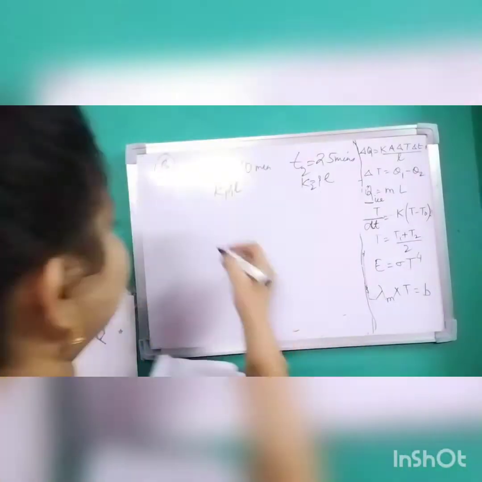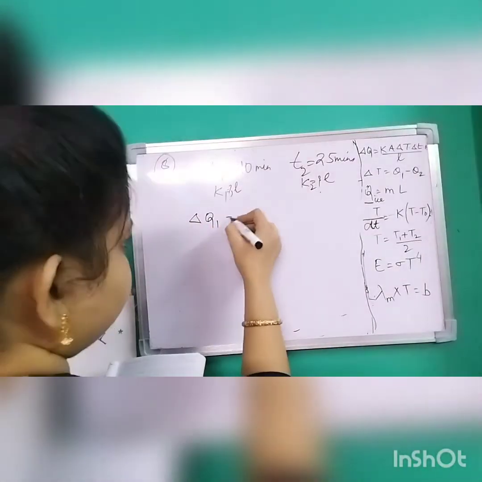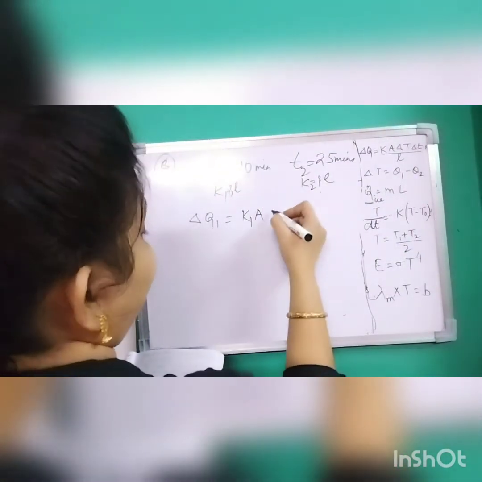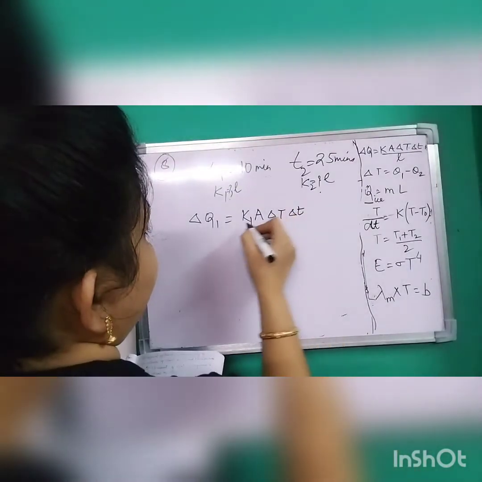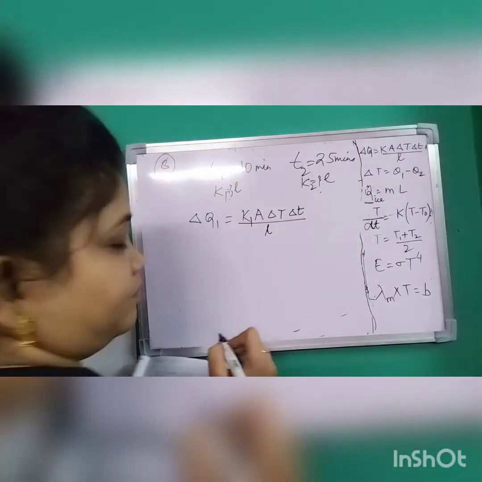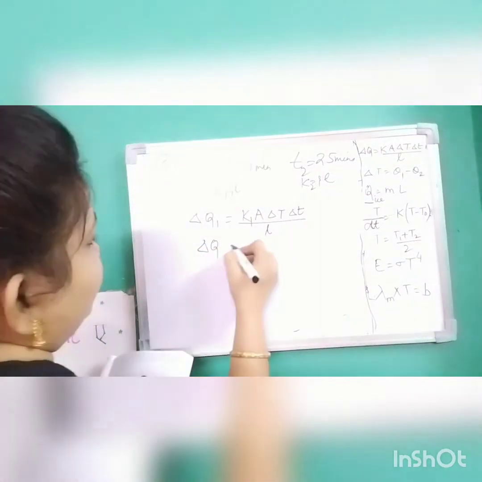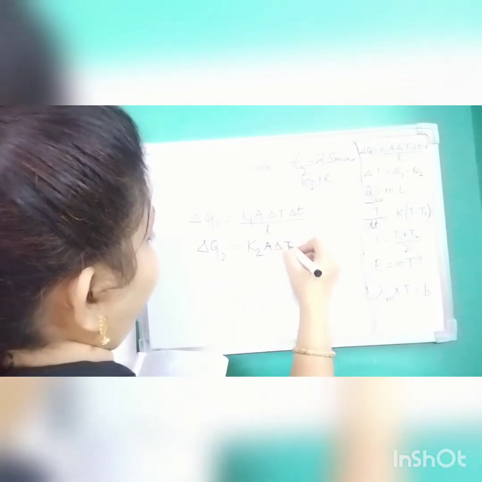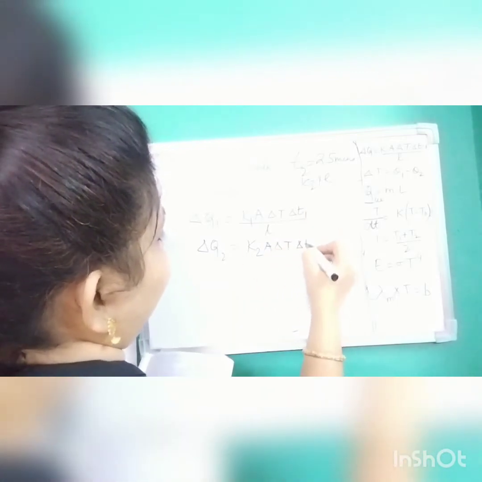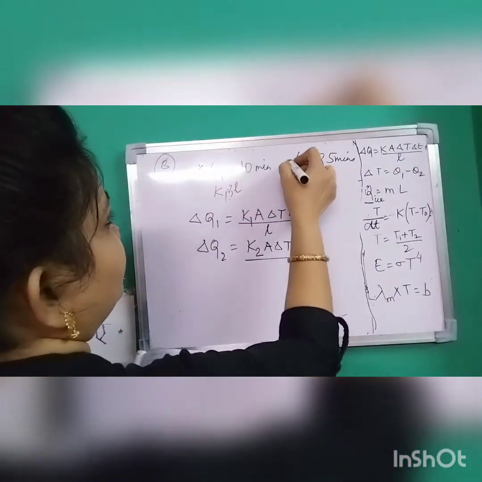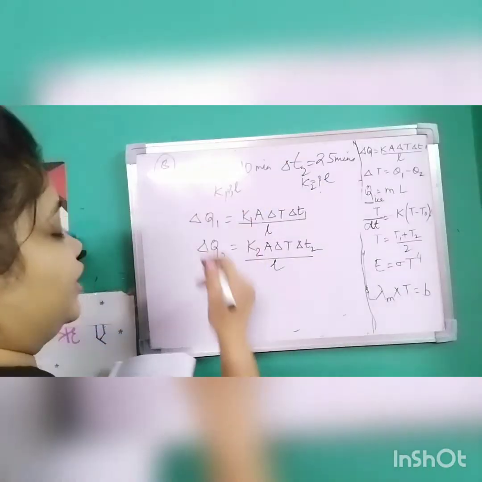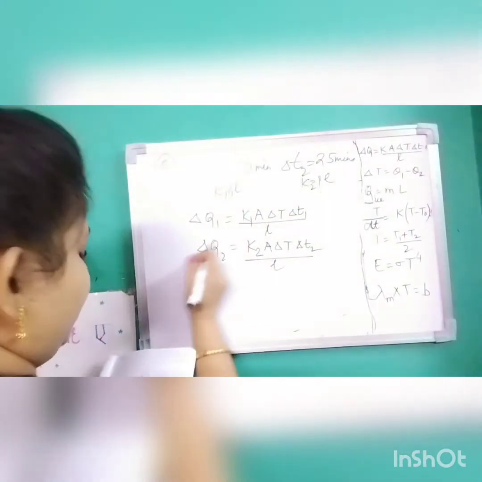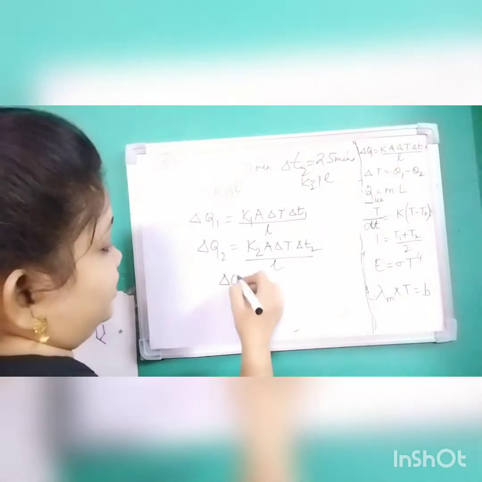So let's put the formula. Delta Q1 is equal to K1 A delta T into small t1 by L, because length is the same, and delta Q2 is nothing but K2 A delta T t2 by L. So if I compare Q1 by Q2, this Q is also the same over here, because both of them are releasing an equal amount of heat.